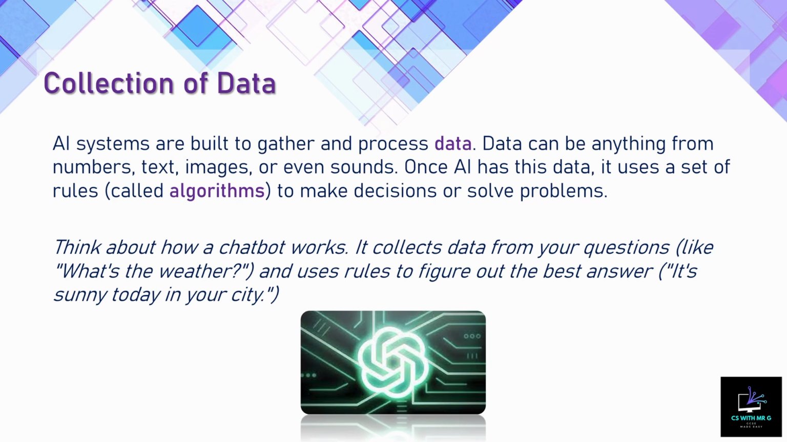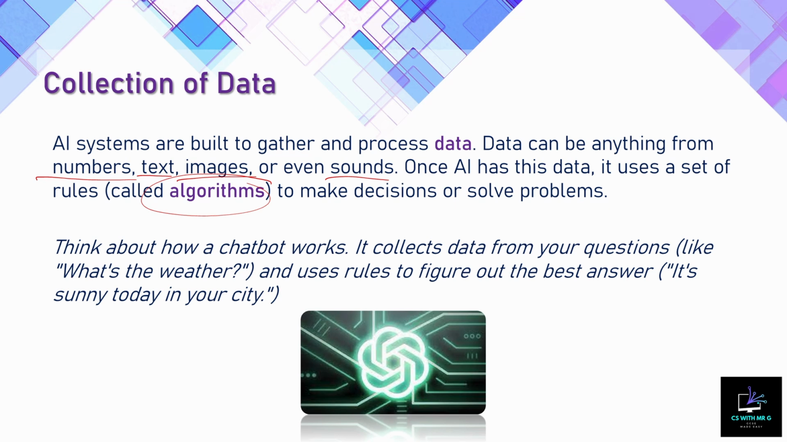But this collection of data is what we consider a characteristic of AI itself, because without it, it wouldn't be able to follow the further characteristics, such as making decisions or learning and adapting. But this data, as I've said, can be numbers, text, images, or even sounds. And once AI has this data, we go back to this word algorithm, following a set of rules in order to make decisions or solve problems that we give it.